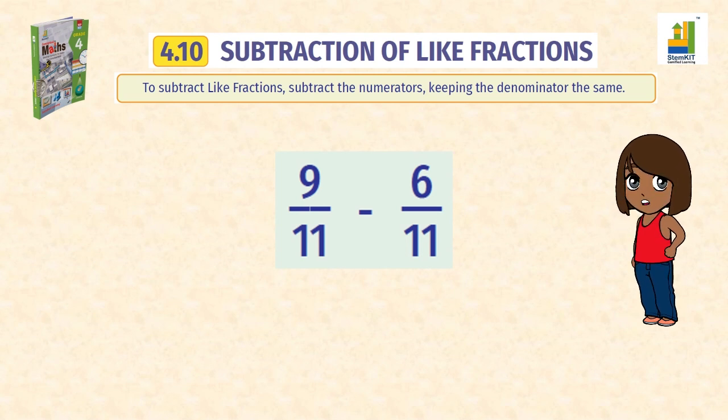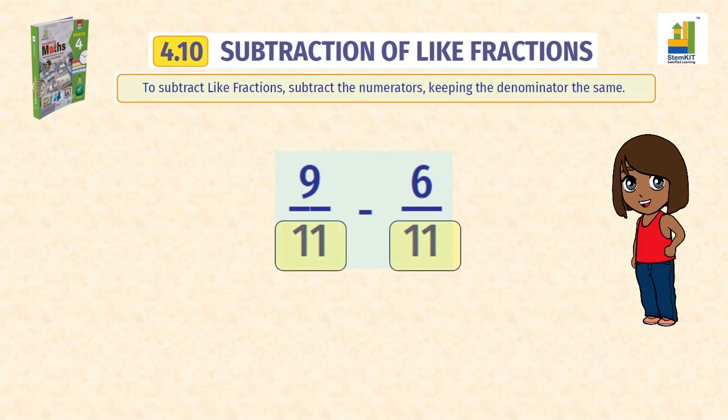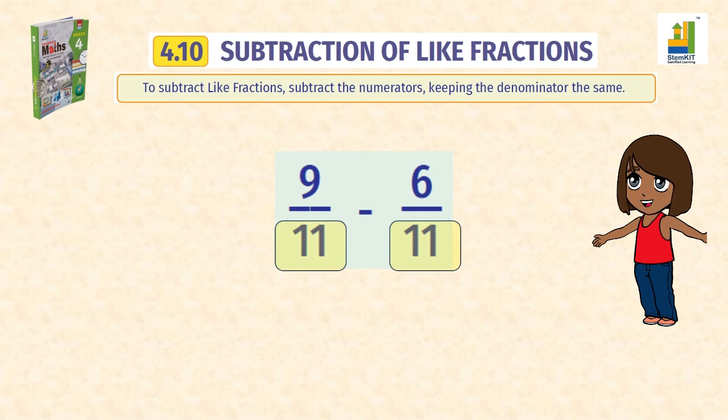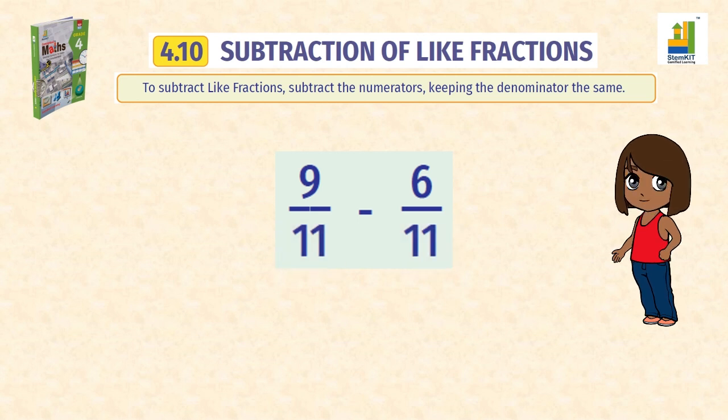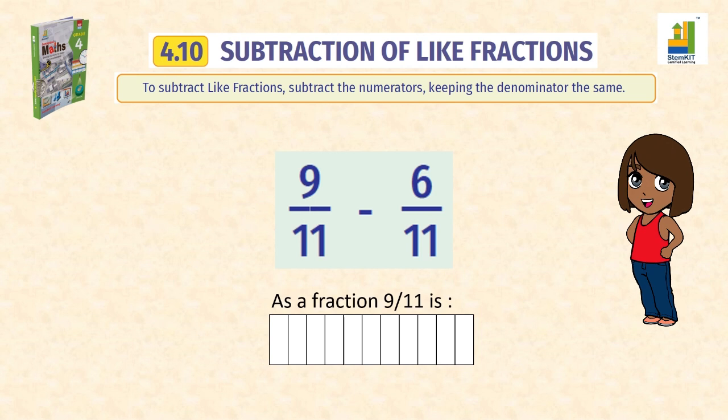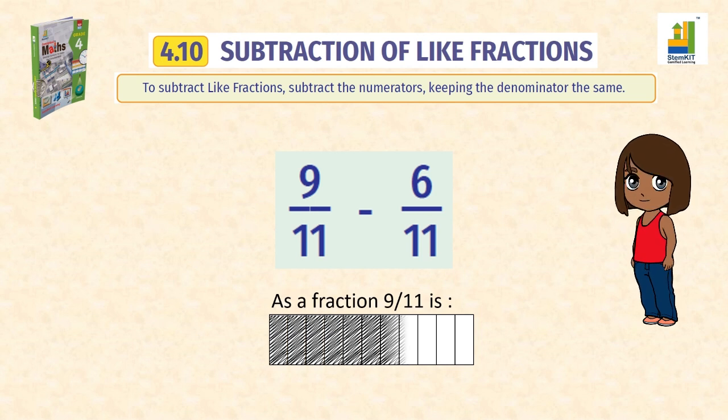So what is a like fraction? Like fractions have the same denominator. Here, the two fractions being operated on are like fractions. How will 9 by 11 visually look like? It can be represented as 9 out of 11 boxes shaded.